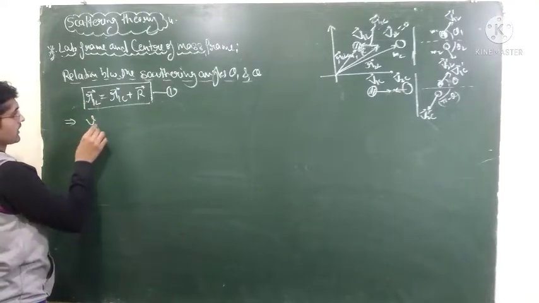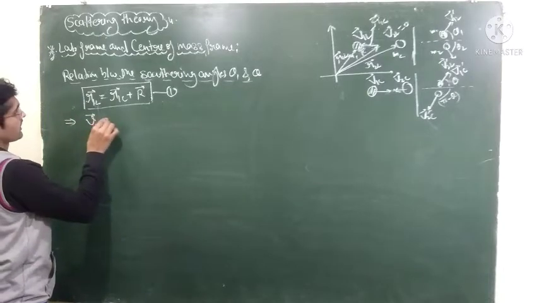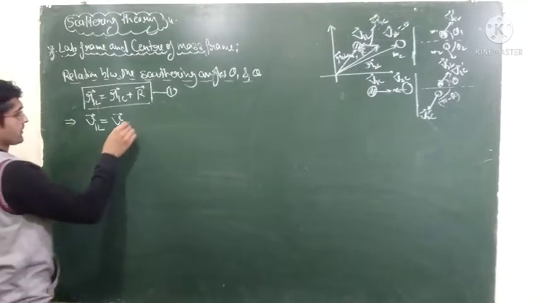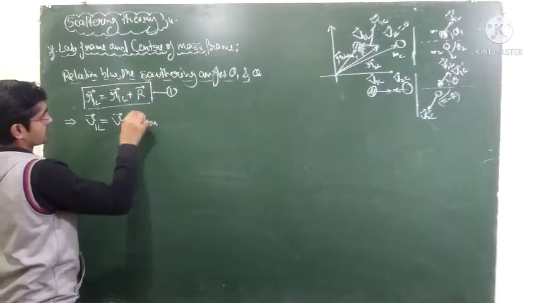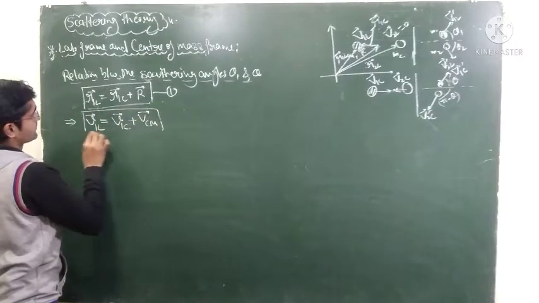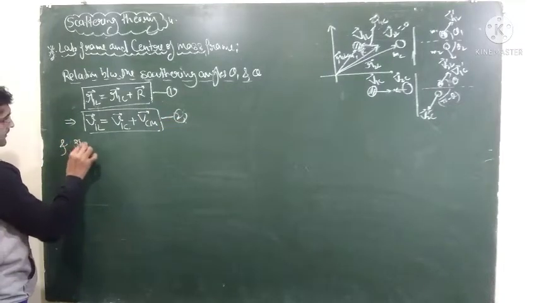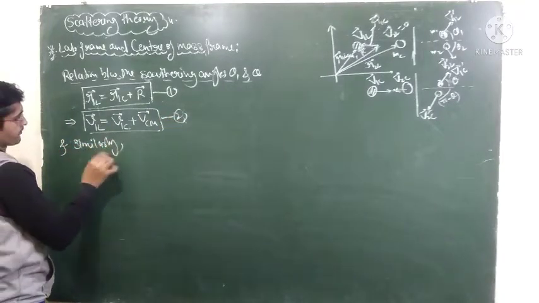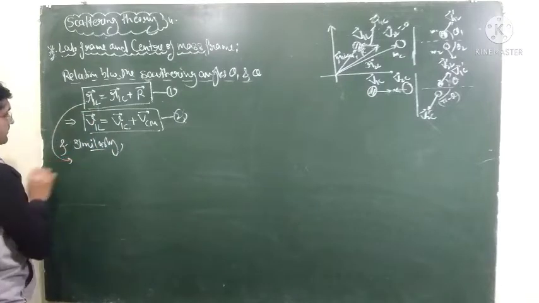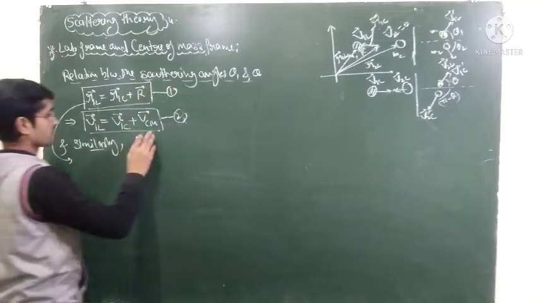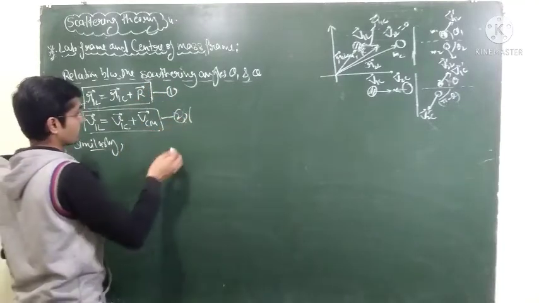So the velocity of particle 1 in the lab frame is equal to the velocity of the same particle in the center of mass frame, plus the velocity of the center of mass, right? And similarly, from the same argument, the velocity after the collision. So this is the equation for before collision.